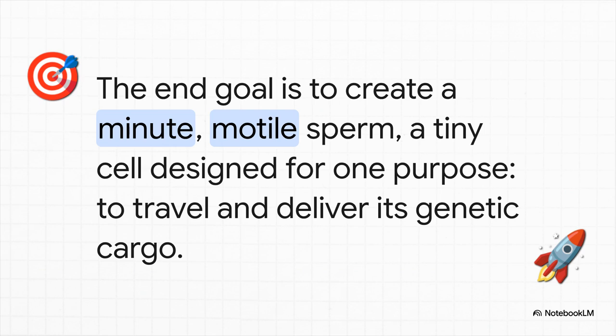And this really gets to the heart of the whole process. The end goal is to create a cell that is both minute, meaning tiny, and motile, meaning it can move. It's incredibly small, stripped of basically all non-essential baggage, and it's given a tail for one mission and one mission only: to travel and deliver its precious genetic cargo.